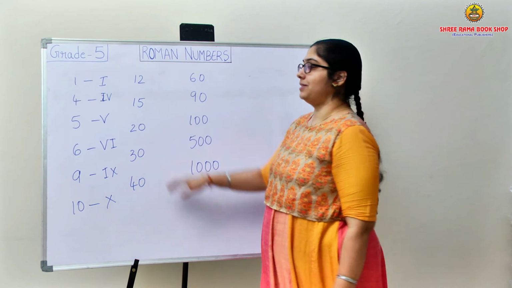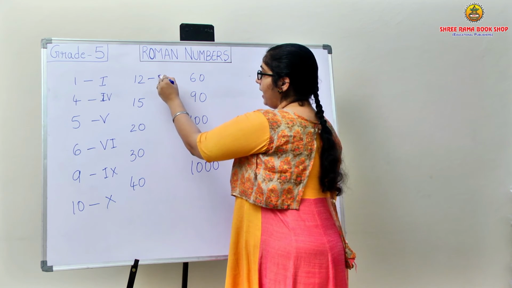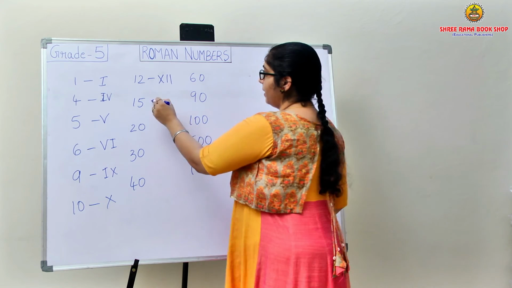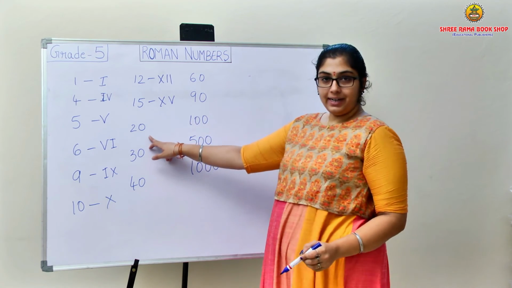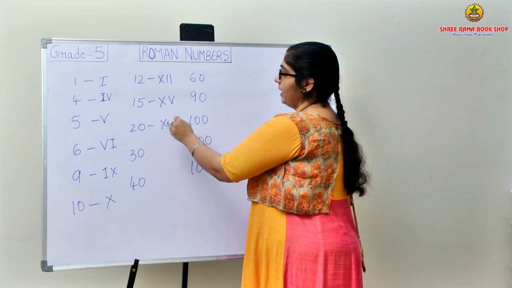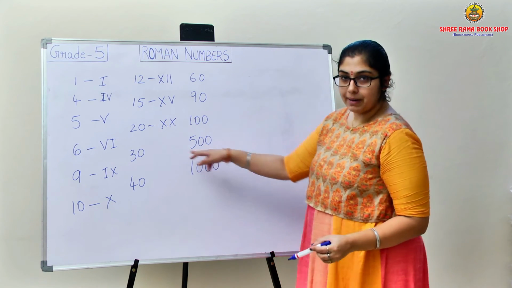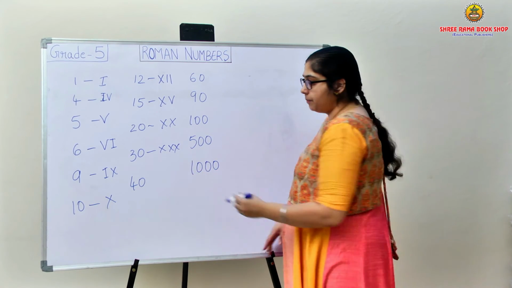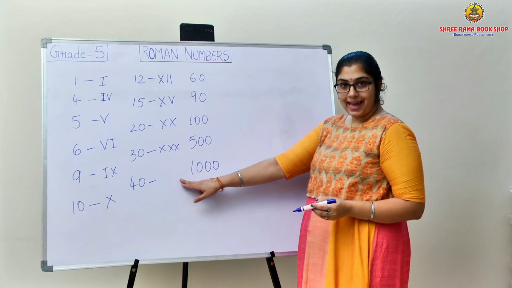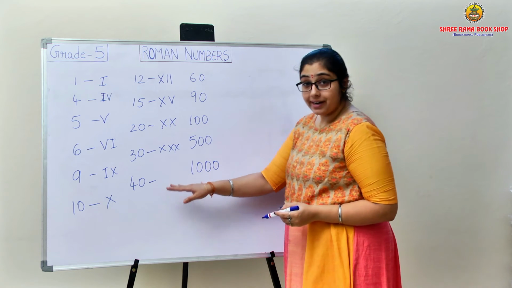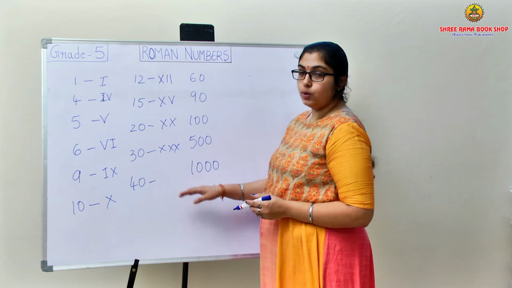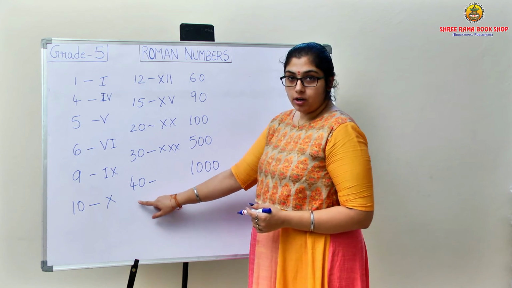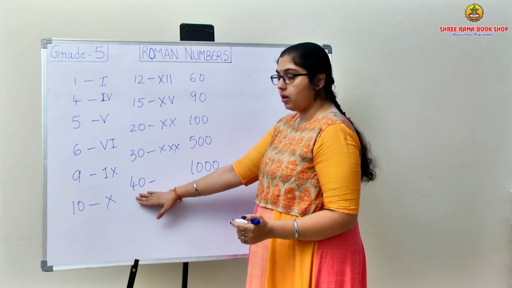And 12 is represented by XII, and 15 is represented by XV, and 20 is represented by XX, and 30 is represented by XXX, and 40 is represented by what? XXXX? No, you cannot write that because you already learned in the rules that no symbol can be repeated more than 3 times. So you cannot write 4 times X for 40.